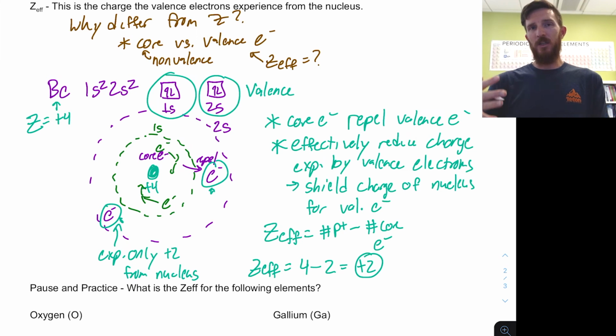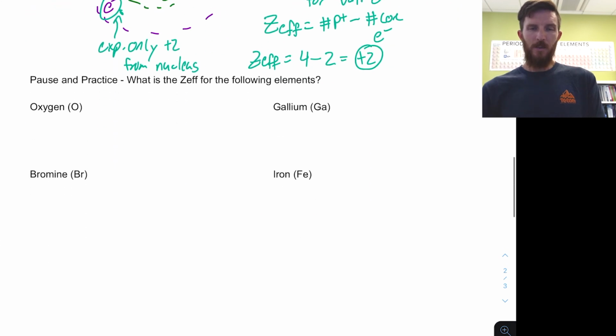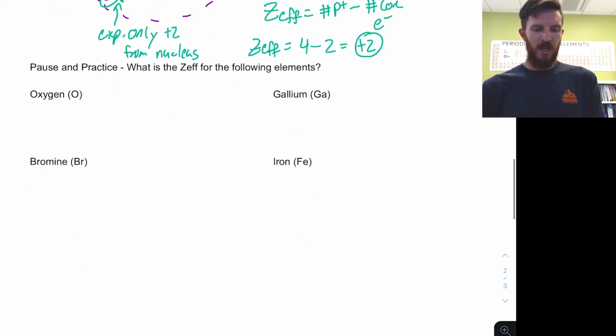And then we're going to see there are applications for how large our electron cloud is, the size of our atom, how easy it is to remove an electron, the ionization energy, and how easy or hard it is to add an electron, what we call electron affinity. A lot of that has to do with this idea of effective nuclear charge, and how that corresponds to the relationship between our core and valence electrons. So why don't you go ahead and try an application of this. Pause and practice, and predict the effective nuclear charge for these 4 atoms.